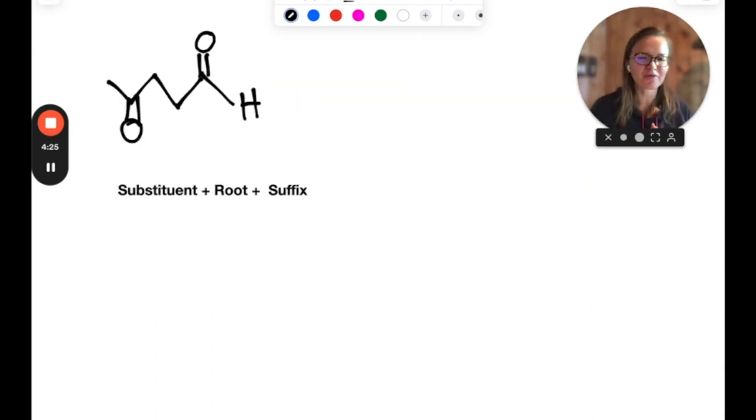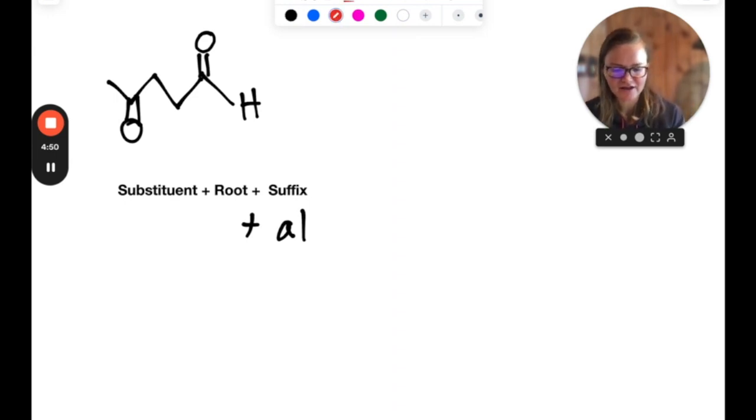Now remember, when we're naming, we follow the same basic formula. We just decided that our suffix is going to be based off of our aldehyde, so our suffix for this molecule is going to be -al. Now, our root is going to be our longest continuous carbon chain that contains that main priority functional group. Let's take a look. We've got 1, 2, 3, 4, 5. So our longest continuous carbon chain is 5 carbons. We know that our root name for something that has 5 carbons is going to be pentane, and just like before, we're going to drop that e.